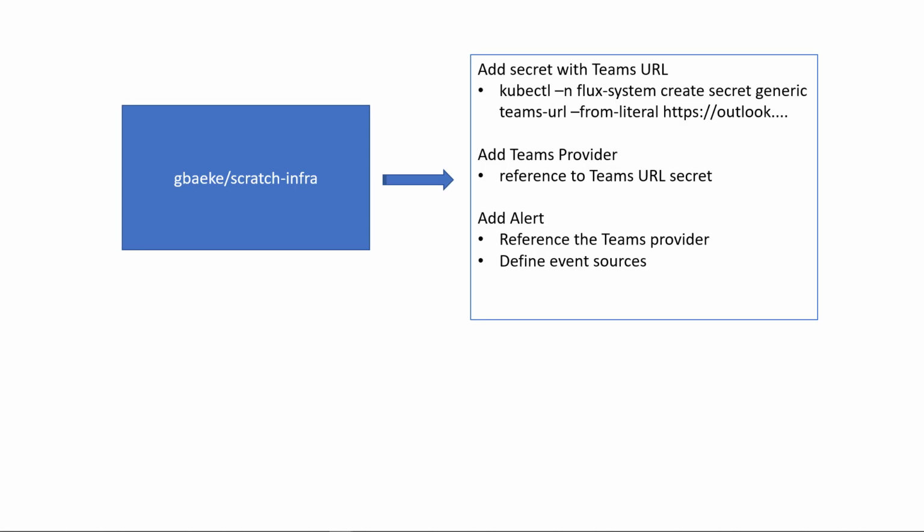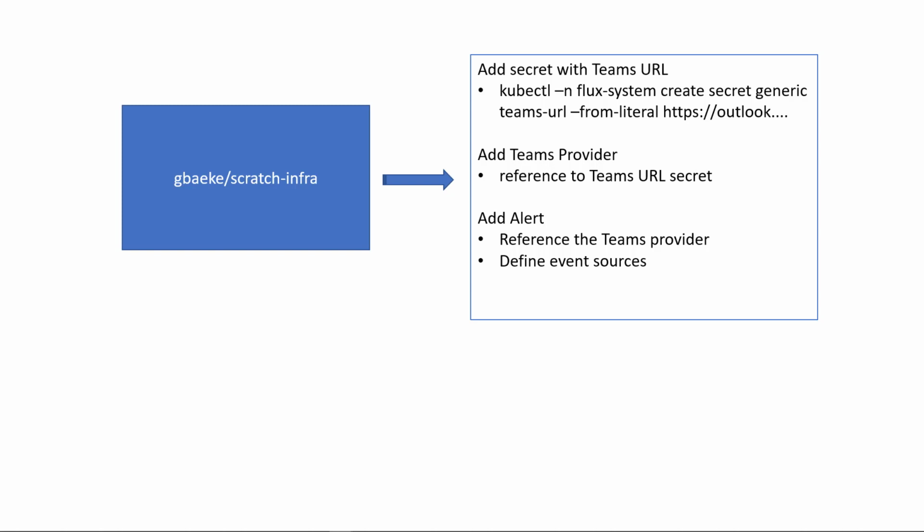Now it's time we look at how to do alerting. So remember, we're starting from the same bootstrap repository called Scratch Infra, and now we have to configure that to do alerting, in this case to Teams. As I said, Slack and so on is also supported. In this demonstration, I will add a secret to my Kubernetes configuration that contains the Teams URL I have to connect to.